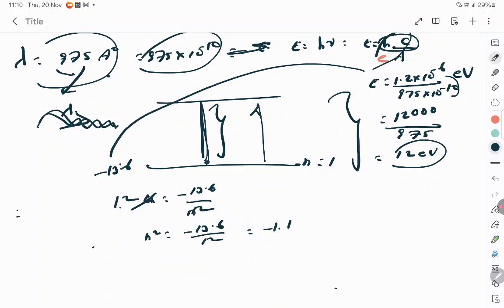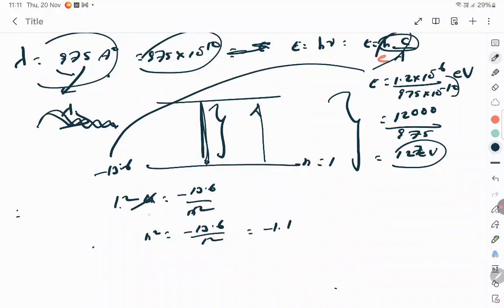N is to find. N is equal to 6. Let's see what's the mistake. Okay, they're finding the energy to be 12.7. Yeah, we got it. We got it.